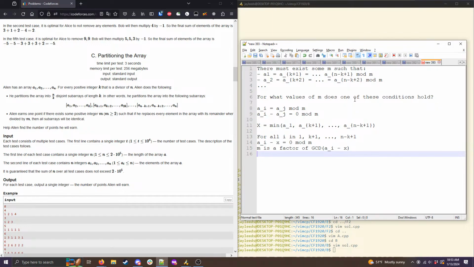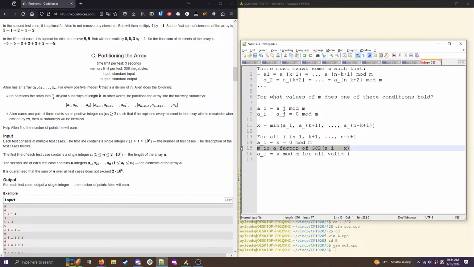This proves that being a factor of all these numbers is a necessary condition, but is it sufficient? It's pretty easy to prove that it is, because if m is a factor of all of these, then whatever x mod m is, ai will also be equal to that mod m for all of these i. That means all of these numbers have the same value mod m. So we can just check if the GCD of all of these values is greater than 1, and we also have to handle the special case where some of the ai could be equal to x.